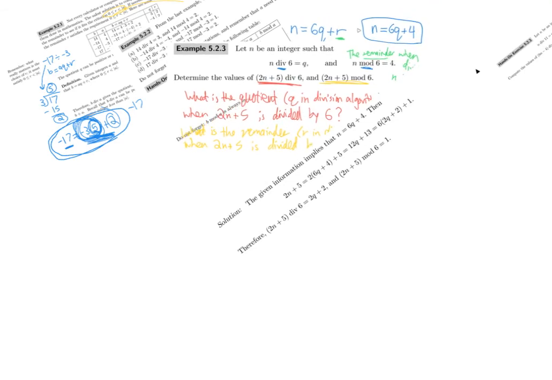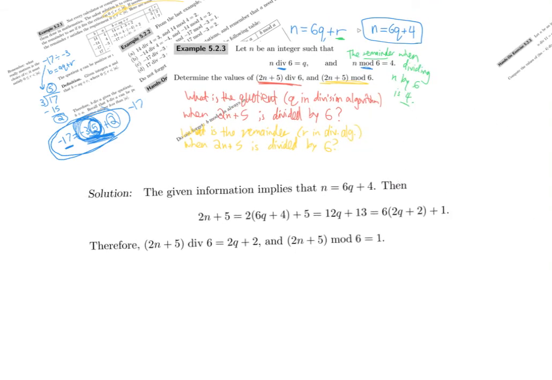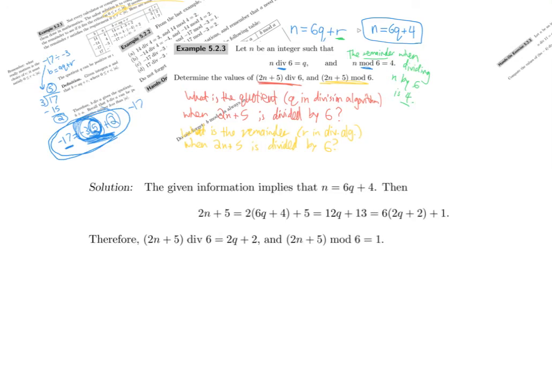So here's the solution to that problem. I'll keep it in view while we examine the solution from the text. So as we deduced while reading the problem, the given information implies that n equals 6q plus 4, where q is, of course, an integer. What does 2n plus 5 look like? Well, I can plug in this expression for n in 2n plus 5, which means I get 2 times the quantity 6q plus 4 plus 5, which if I simplify that, I get 12q plus 13.